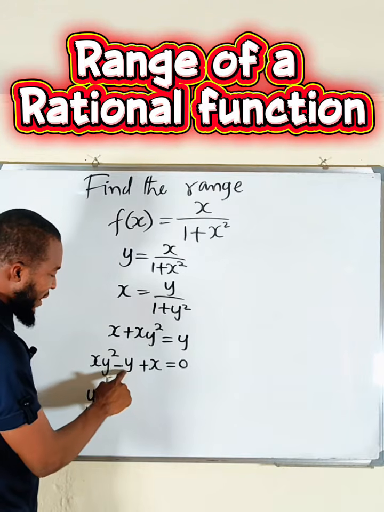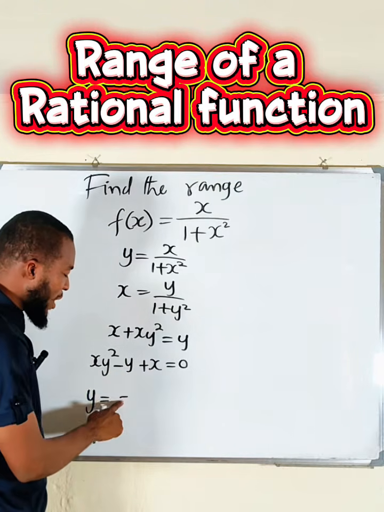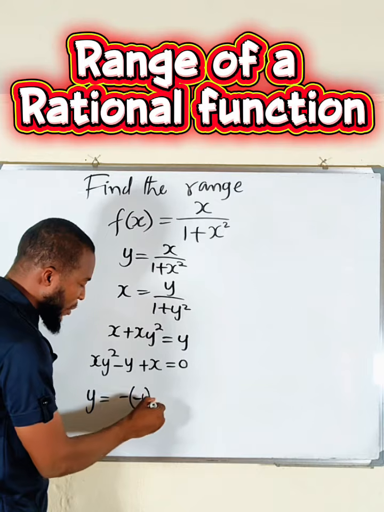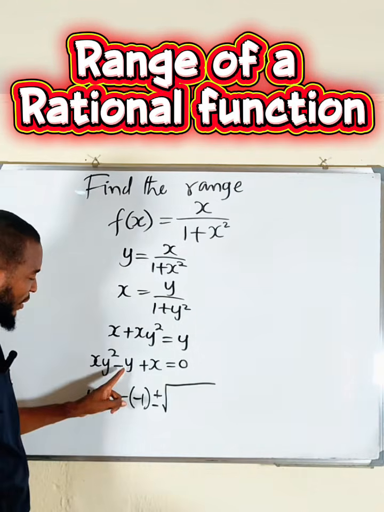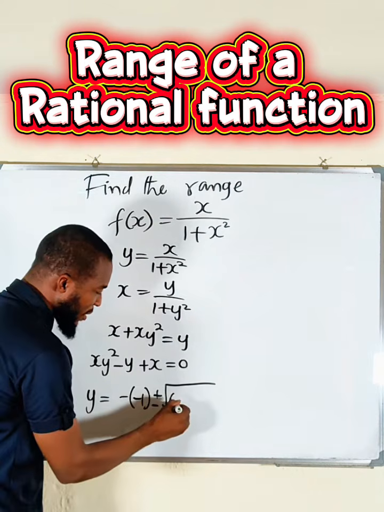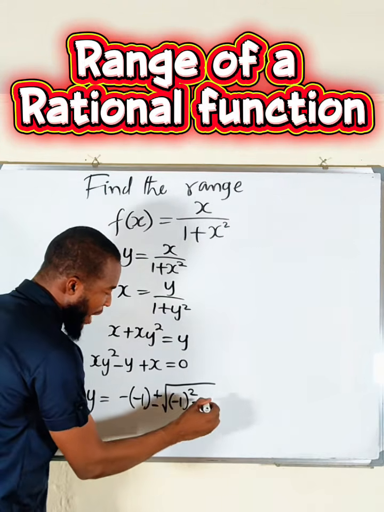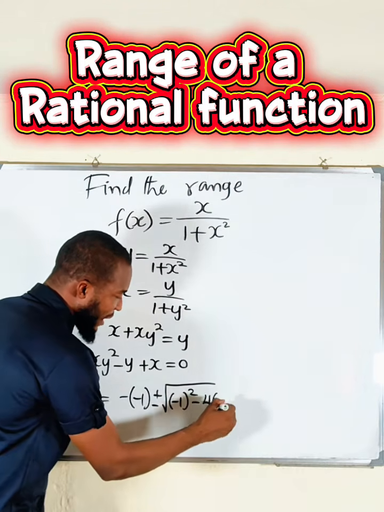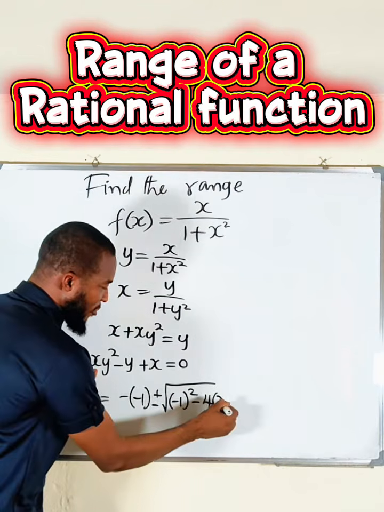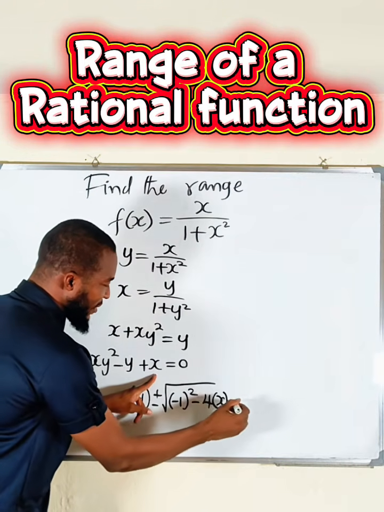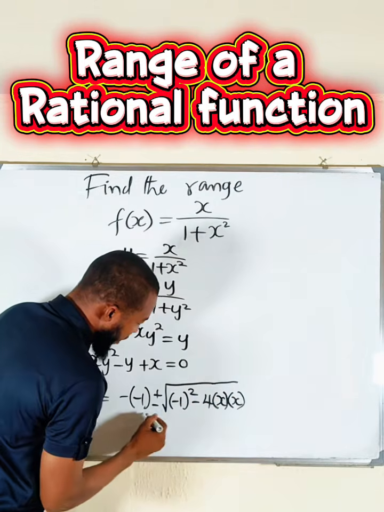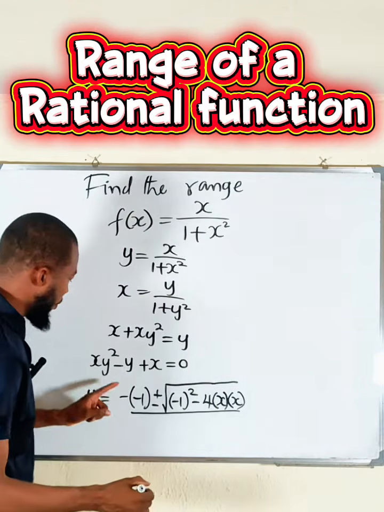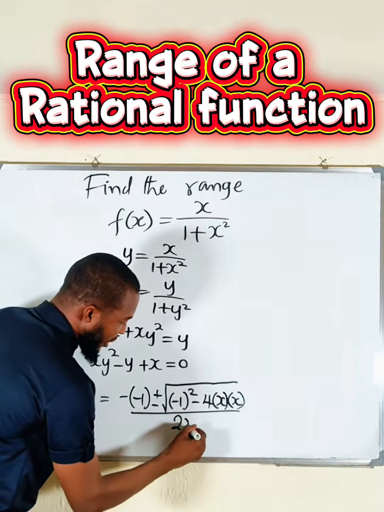The coefficient of this is already negative 1. We have another negative. Plus or minus the square root of b squared. What is b squared? Negative 1 squared. Minus 4 times a. What is a? A is x. Times c. C is another x. Divide by what? 2a. 2 times x is 2x.